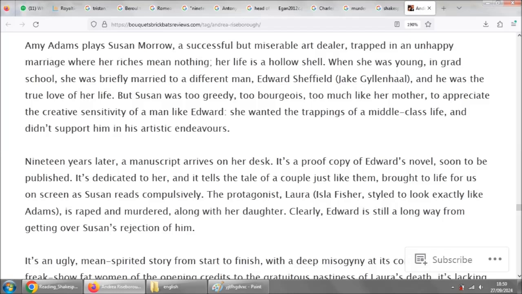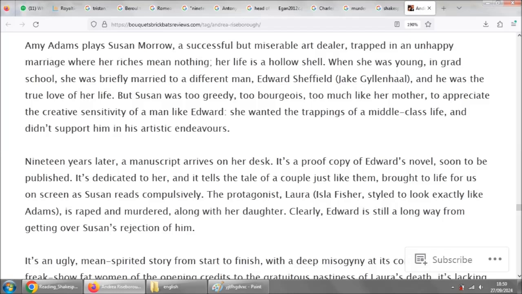19 years later, a manuscript arrives on her desk. It's a proof copy of Edward's novel, soon to be published. It's dedicated to her, and it tells the tale of a couple just like them, brought to life for us on screen, as Susan reads compulsively. But basically, you've got it. The film is based on this story. So the thing is, these things, and they say Shakespeare did it too.